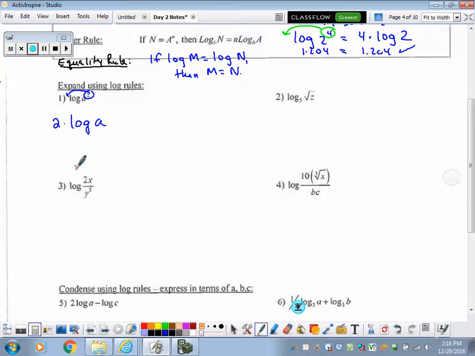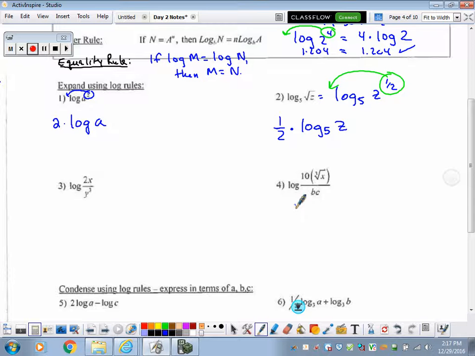Number 2, log base 5, radical z. Don't forget that the radical, the square root, means the same thing as raised to the 1/2 power. So again, I'm going to bring that down front, and it'll be 1/2 times log base 5 of z.